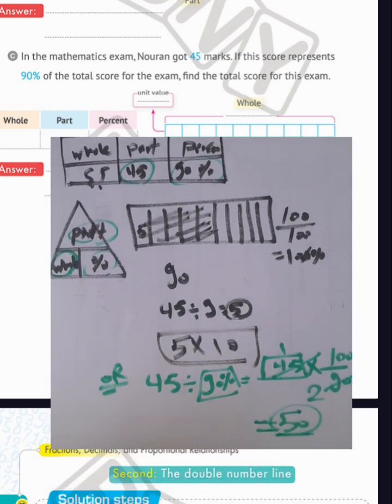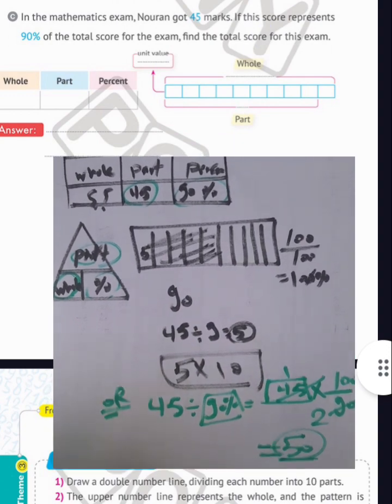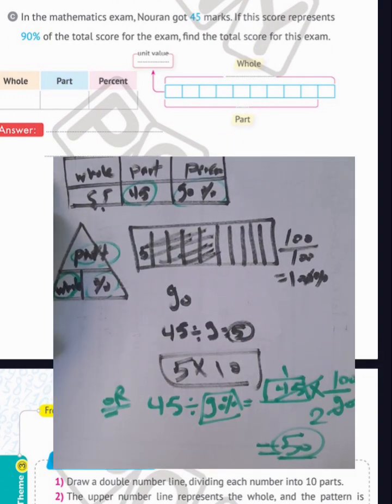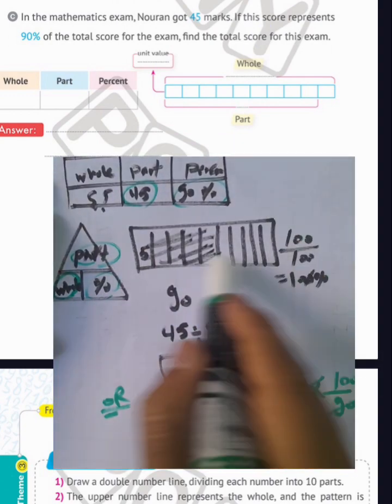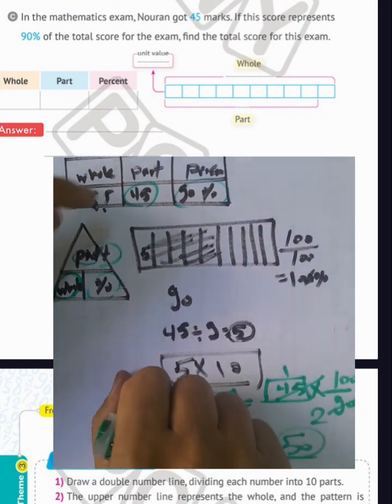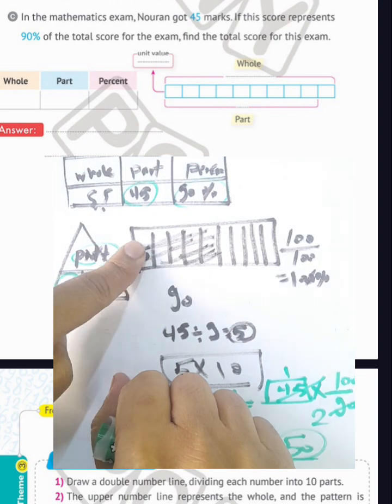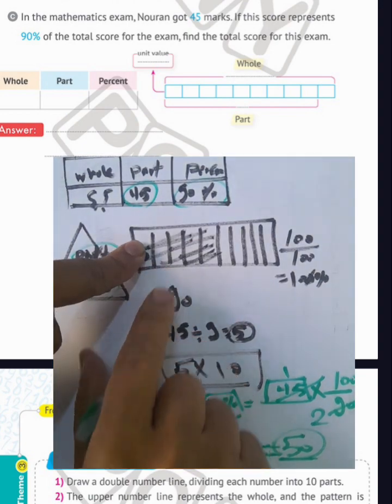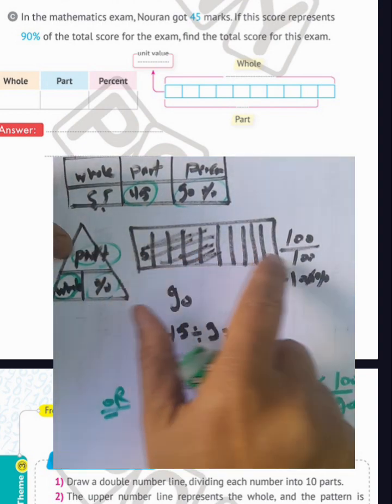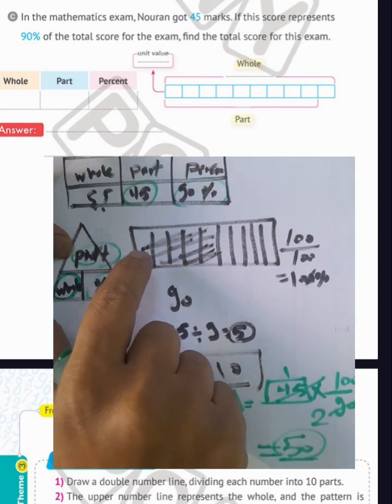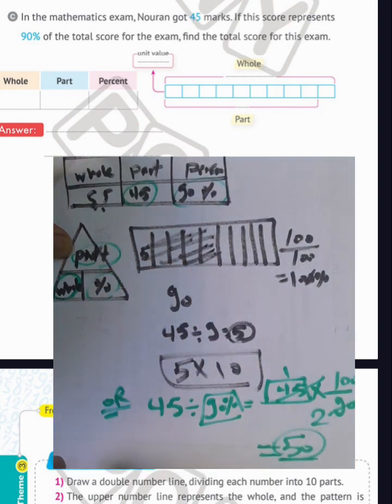You can solve this method or this method by tape diagram. Again, by tape diagram. First, we must draw the tape diagram here and divide it into 10 parts. And 45 divided by 9 equals 5. Then you must color 5 parts. 5 multiplied by 10 equals 50, because each part's value here equals 10. 10 times 5 equals 50. Understood?